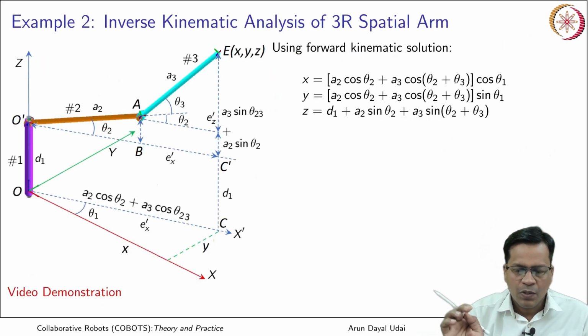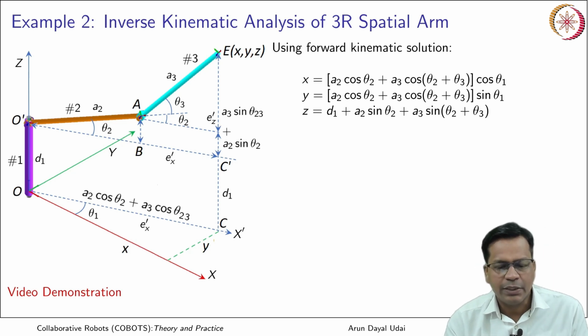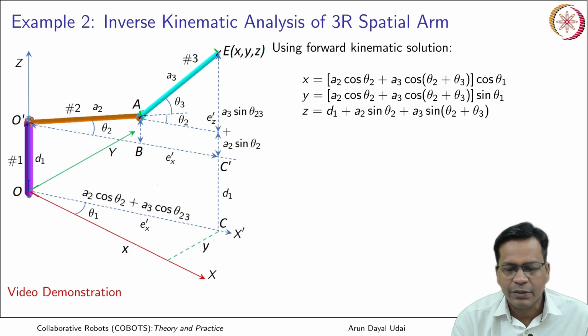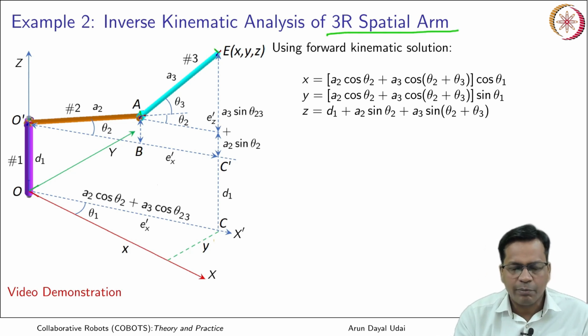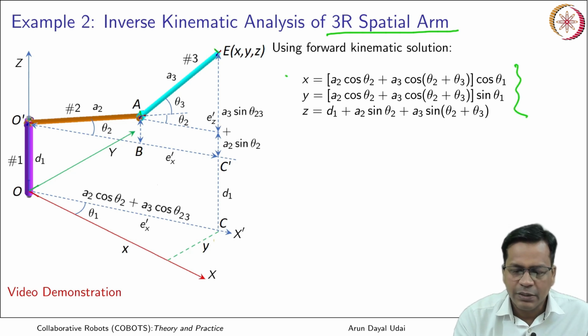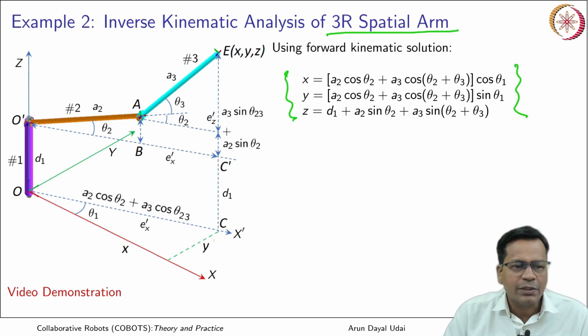Okay. Now, let us move ahead to my second example, that is inverse kinematic analysis of 3R spatial arm. So, we have already done forward kinematics of that, so you can already directly get these equations from there. Okay. So, what is it directly? So, you can directly even get through trigonometric projections. So, this is the arm which looks like this. I will just show you once here.